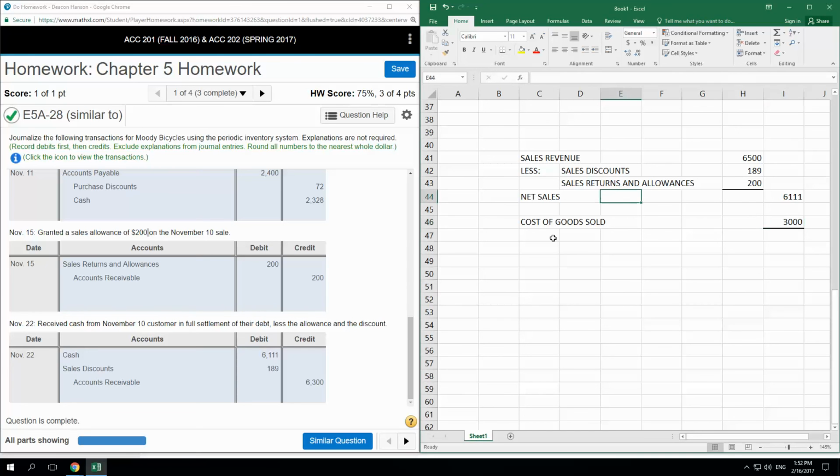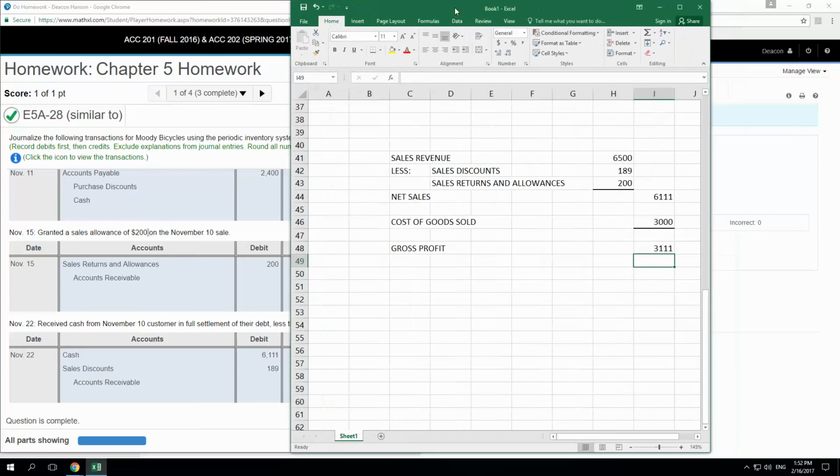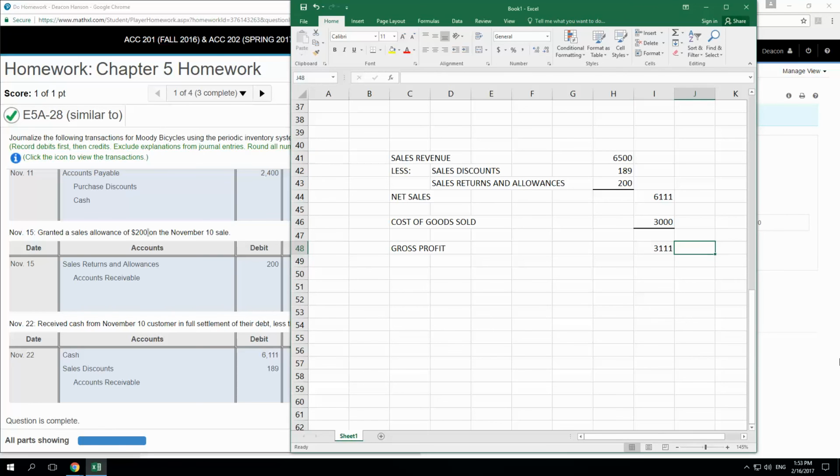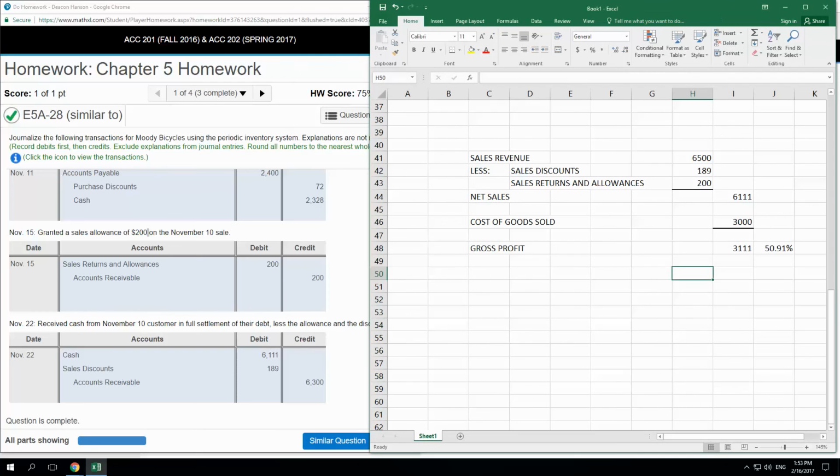So now you would have a gross profit of the difference between your net sales and your cost of goods sold. That would be your gross profit. Kind of tying it into the previous problem. And then your gross profit percentage would be, take your gross profit and divide it by your net sales. So that would be almost a 51% gross profit percentage.